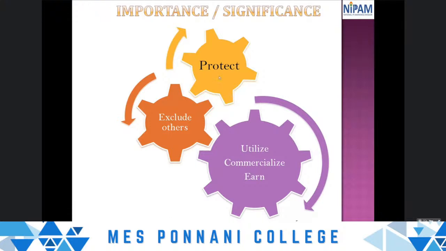First and foremost, as you can see here, it offers protection for his creation. Now suppose you have written a poem, okay? And if somebody else tries to copy your poem and publish that piece as their own, how will you feel? You will feel deceived, right? It was your original creation and somebody else tampered with it. So in order to avoid such instances, you have to secure an IPR for your creation. That is how an IPR offers protection for your creation.